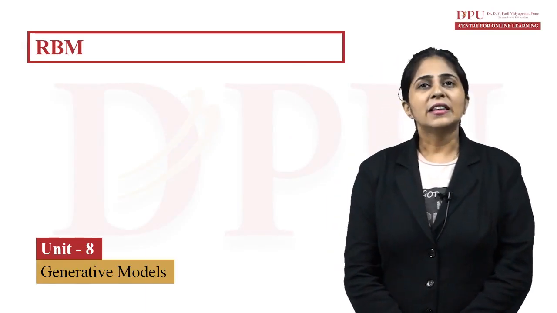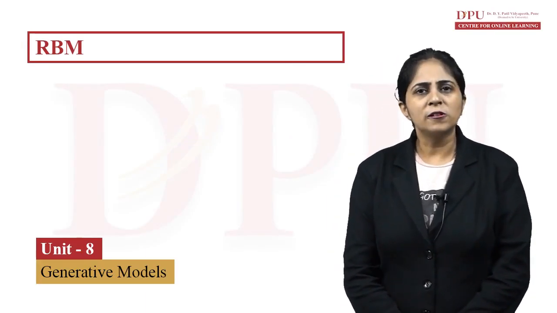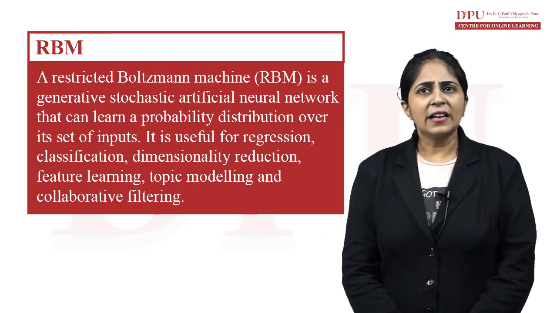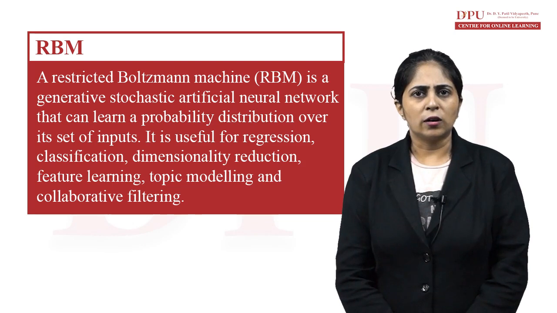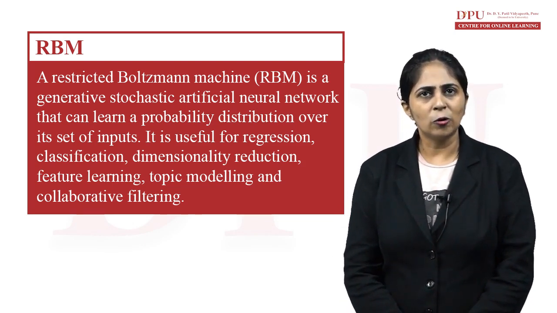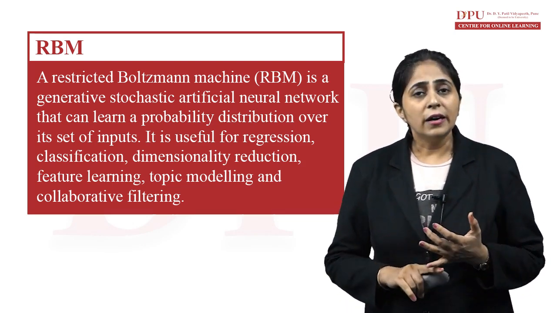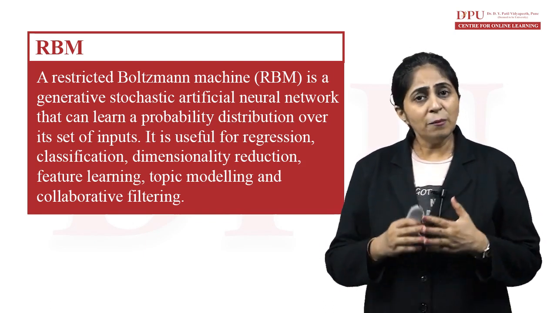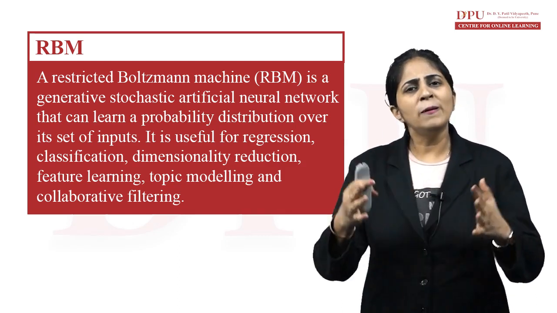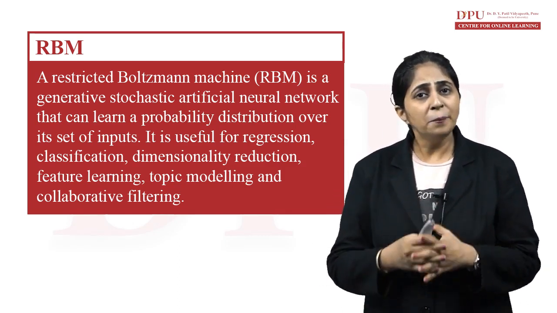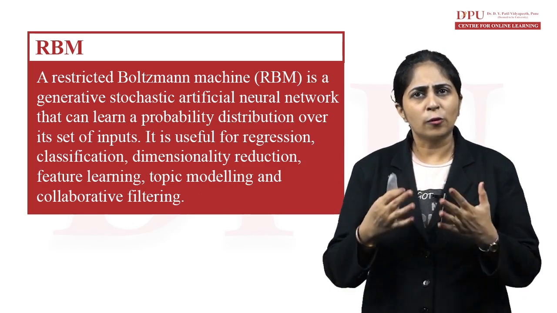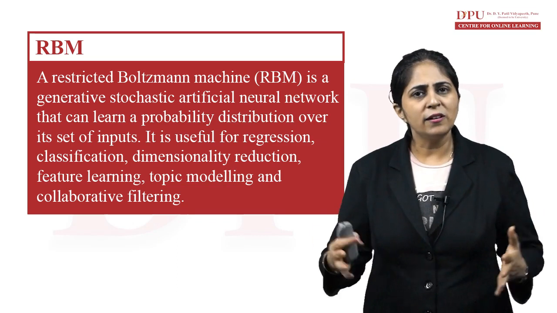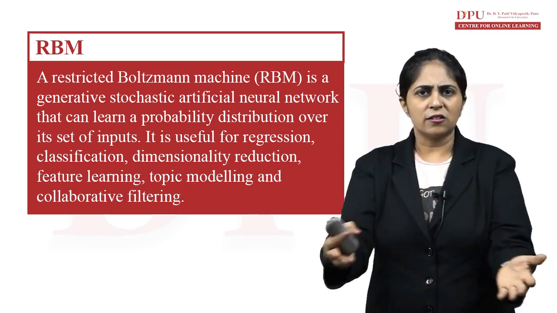RBM, that is restricted Boltzmann machine. Basically, it is a type of artificial neural network. Here we are talking about RBM. RBM is a type of artificial neural network for machine learning of probability distribution. Basically, it is a generative stochastic artificial neural network which can learn a probability distribution over its set of inputs.